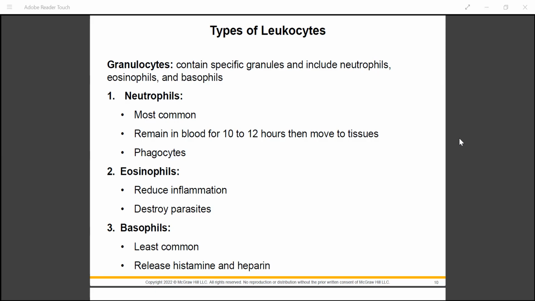And these are phagocytes. So remember, a phagocyte is a cell that eats other cells. So our neutrophils are going to be the most common, probably about 80% of our white blood cells, and they're going to eat up foreign material and dead cells and debris. Our eosinophils are associated with reducing inflammation. And if we were to have a parasitic infection, our eosinophils would respond to that as well. Our basophils are our least common type of granulocyte. We don't have a lot of them, and they're associated with releasing histamine and heparin. And so we'll talk about that a little bit more in our following chapters.